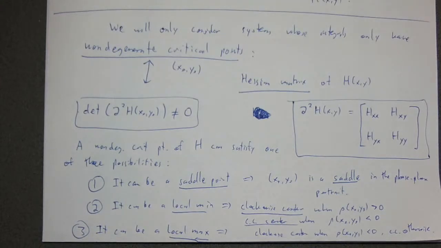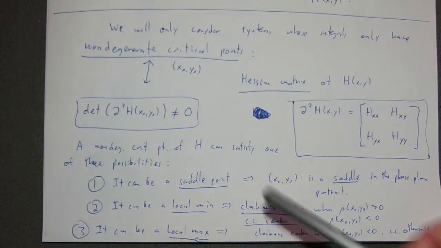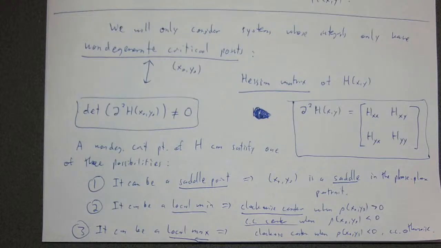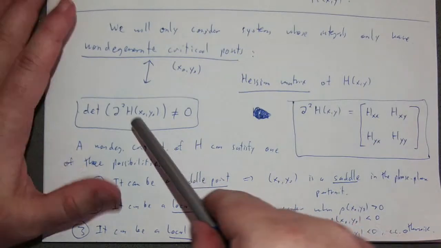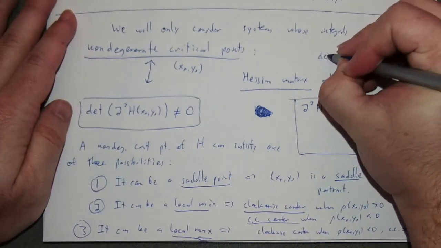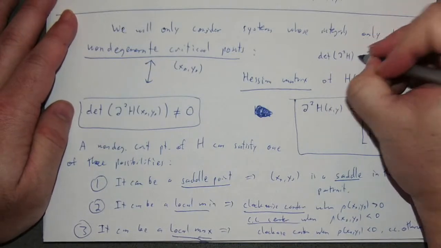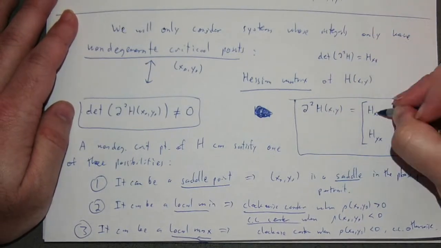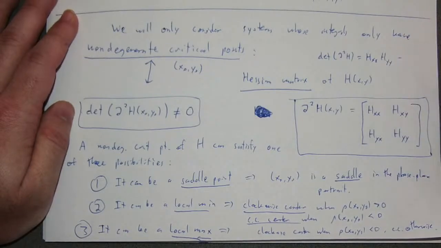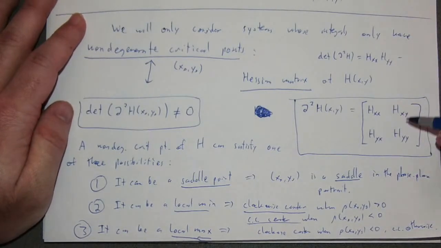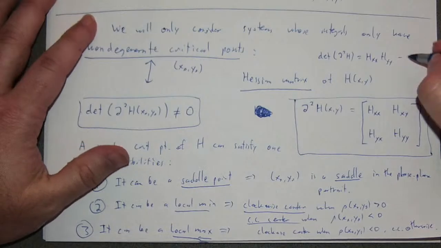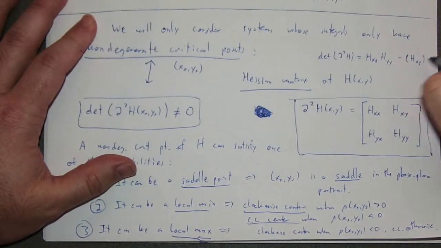Now, you might say, well, how do I know which of these cases happens? Well, there's two things you can do. You can either remember how this worked in Calc 3. What's the determinant of the Hessian? Let's just write it. Determinant of the Hessian is the double x partial of h times the double y partial of h minus, for the h that we're talking about, hxy and hyx are the same thing. They commute. So this is hxy squared.